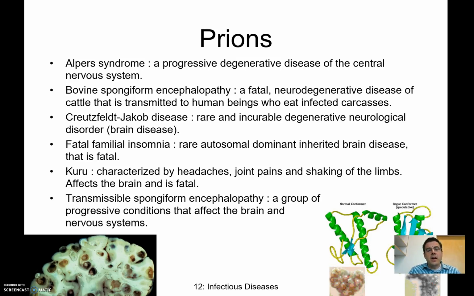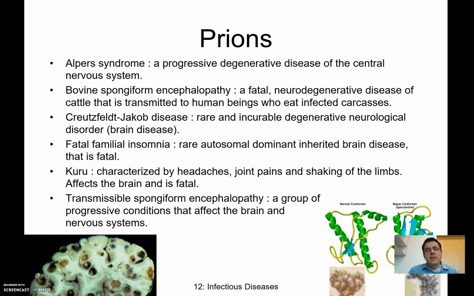Prions are defined as infectious proteins. This is where you'll have a protein that has a different shape or a different conformation, and you can see this towards the bottom of the screen. These proteins are found in the brain as well as in the nervous tissue.